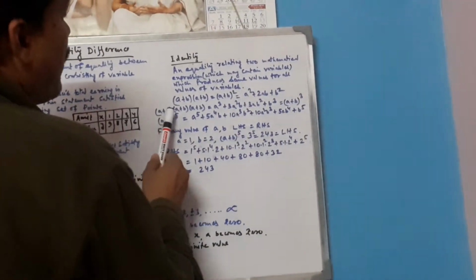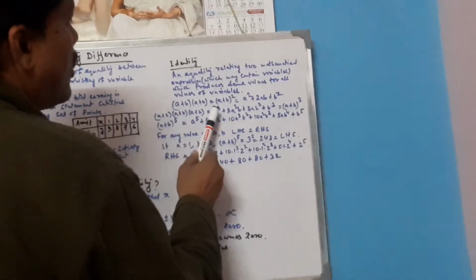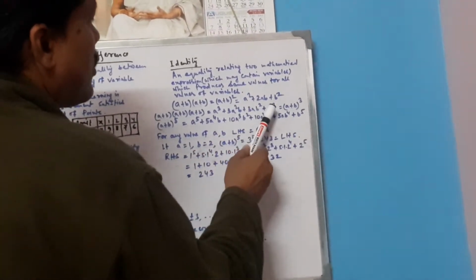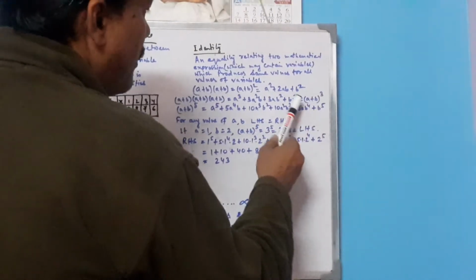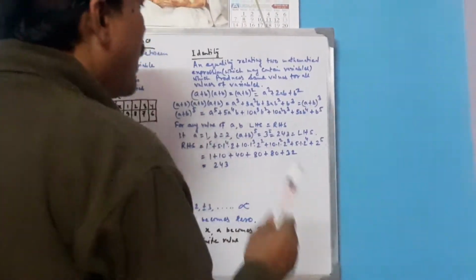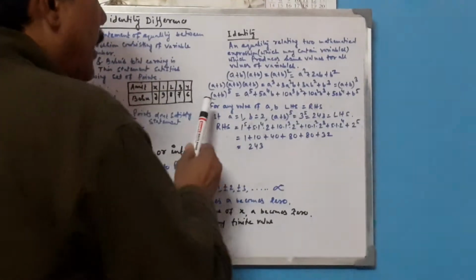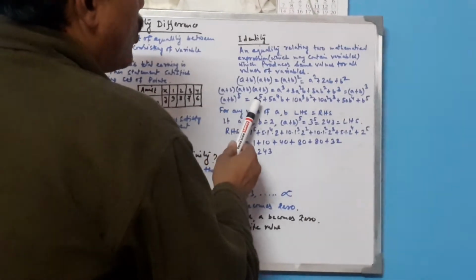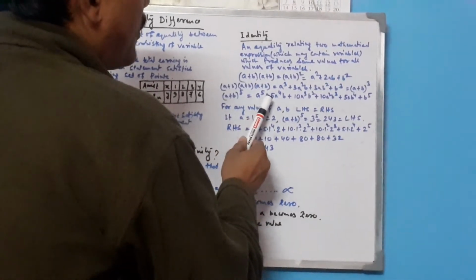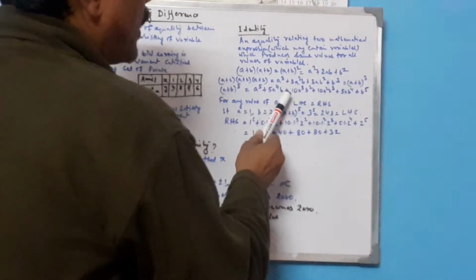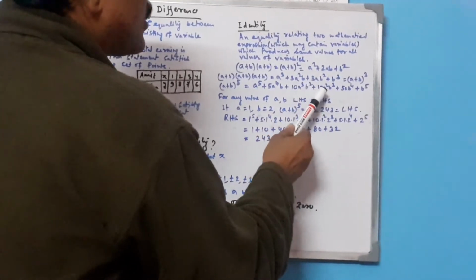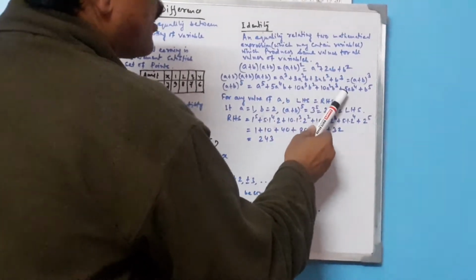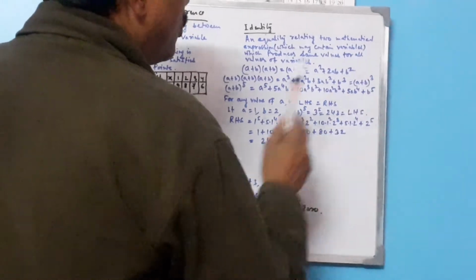Suppose a plus b into a plus b into a plus b equals a cube plus 3a square b plus 3ab square plus b cube. That means a plus b whole cube. This is also another identity. A plus b whole to the power 5 equals a to the power 5 plus 5 a to the power 4 b plus 10 a cube b square plus 10 a square b cube plus 5 a b to the power 4 plus b to the power 5.